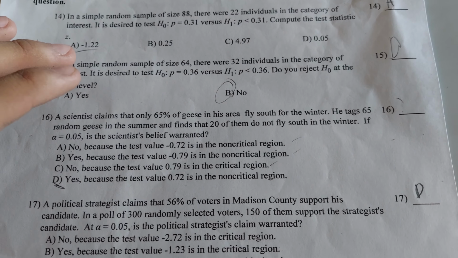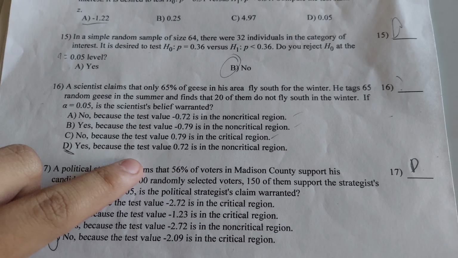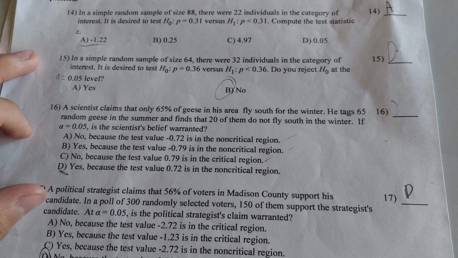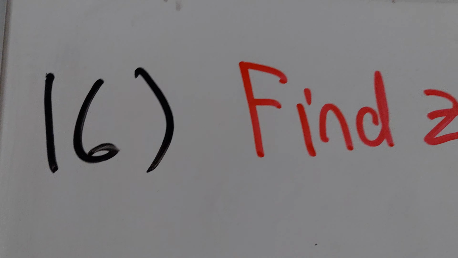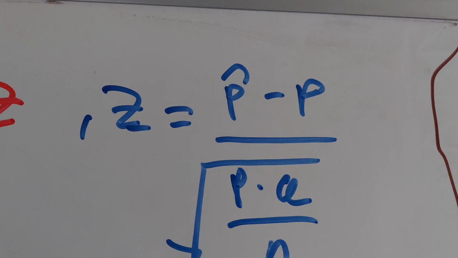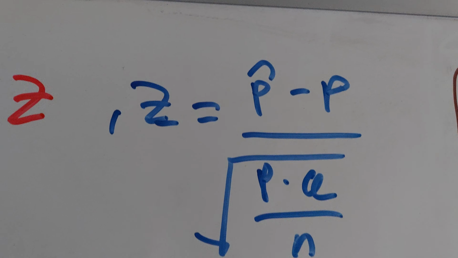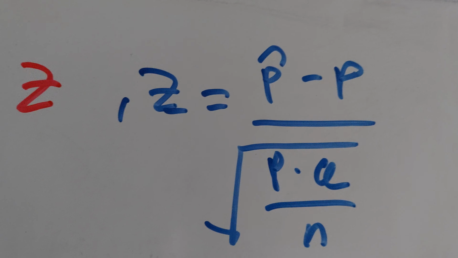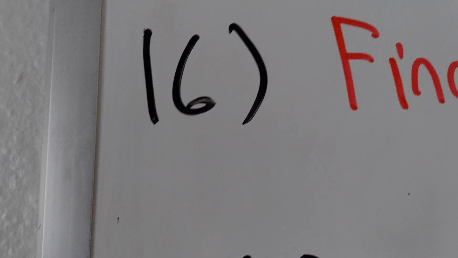Now it doesn't say flat out what we're trying to figure out, we're trying to find the test value. And the test value is just z, so let's go over to the whiteboard. So number 16 states we're going to be finding z, and we're going to be using this formula. z equals p hat minus p divided by the square root of p times q divided by n. So let's write down what we know.